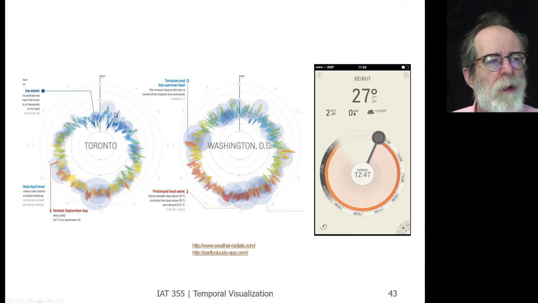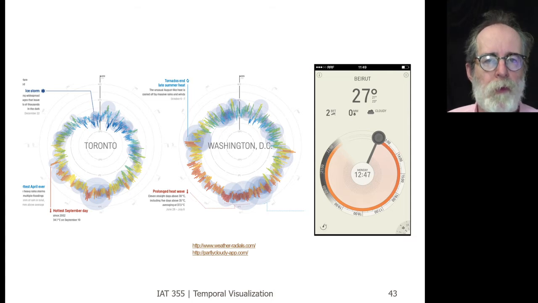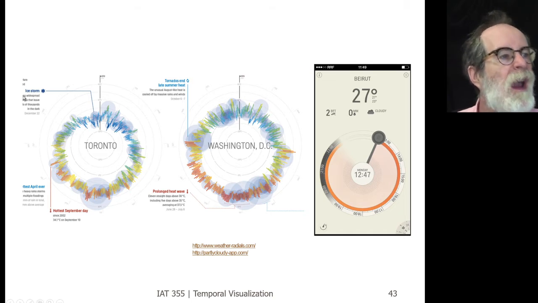So here is the weather in Toronto and the weather in Washington, D.C., and that's from weatherradials.com. These things were plotted, and those plots are essentially stored as images on that website, so it's not interactive at the moment. But anyway, what's being depicted here are the events throughout, say, Toronto's weather for the year. So there was an ice storm at this location, and it's depicting that event.